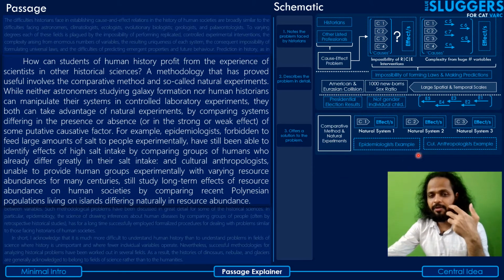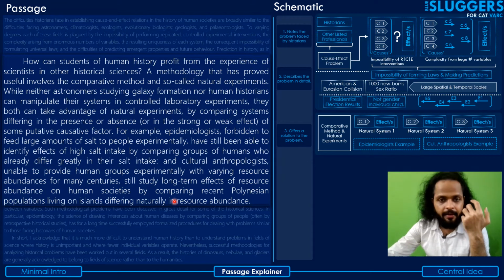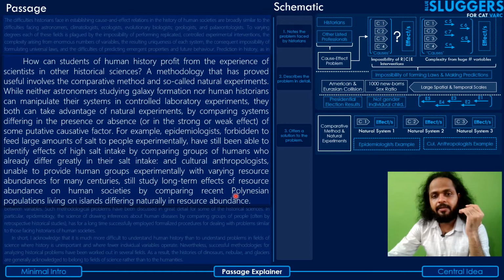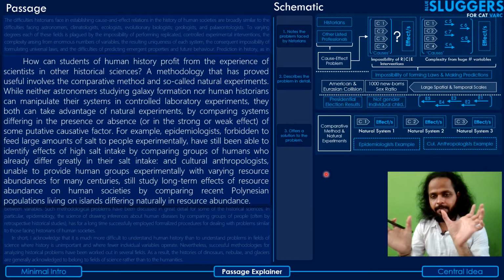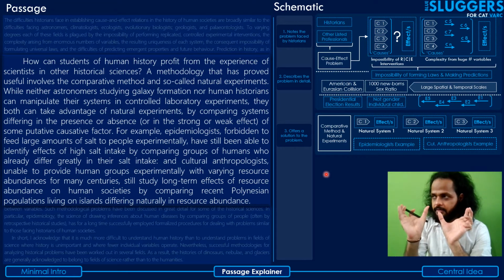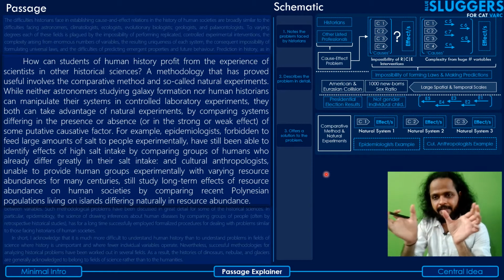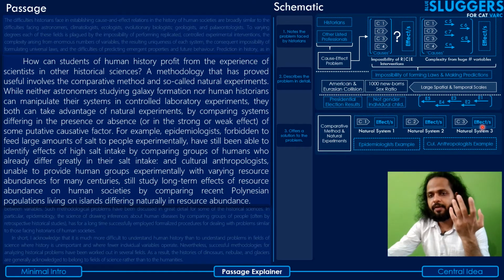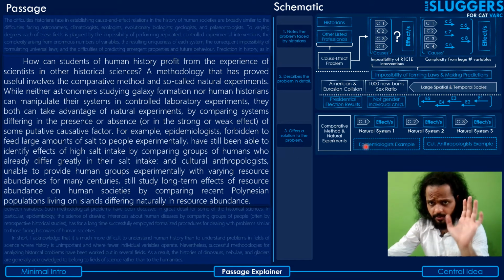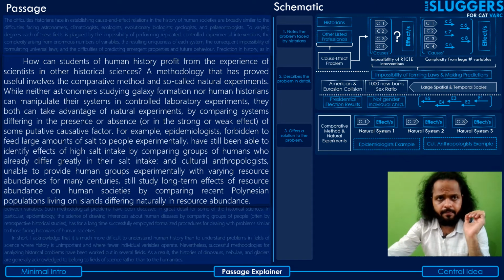So rather, what they did was they studied human societies. They studied the Polynesian populations living on islands which naturally differ in natural abundance. So there is already a group of islands available where the availability of natural resources is quite different, and hence they can study that and figure out what kind of effect this causative factor has, right? So that's about your second paragraph.